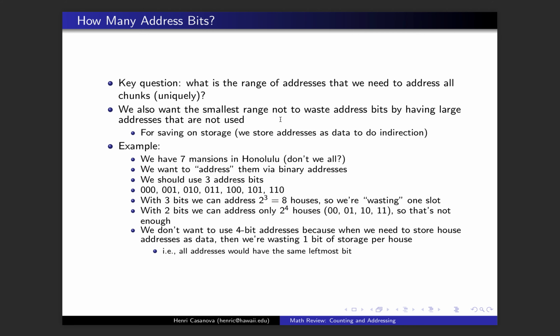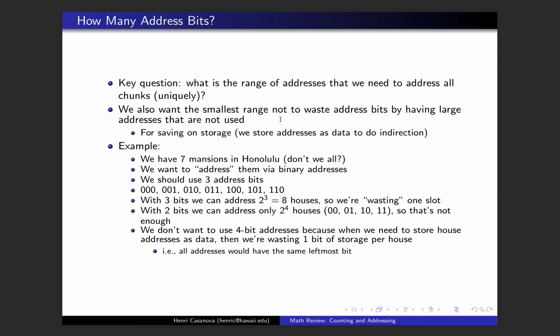So for instance, turns out I have a house example here as well. Okay, we have 7 mansions in Honolulu, like as we do, and we want to address them via binary addresses. So I could use 3 address bits, and I call the first one 000, the second one 001, and so on, and the last one is 110. With 3 bits, I can address 2 to the 3, meaning 8 houses. And so in this case, we're wasting 1 slot, right? With 3-bit addresses, I can address 8 houses, and I got 7, right?